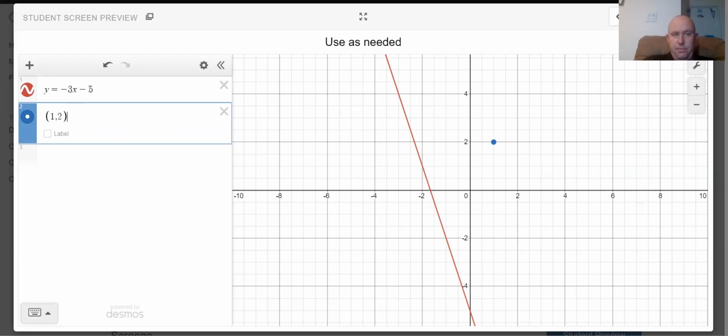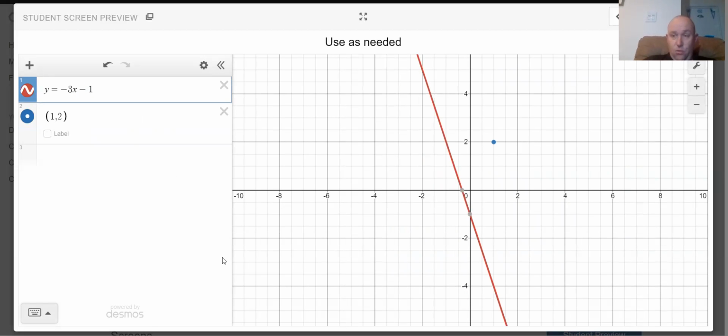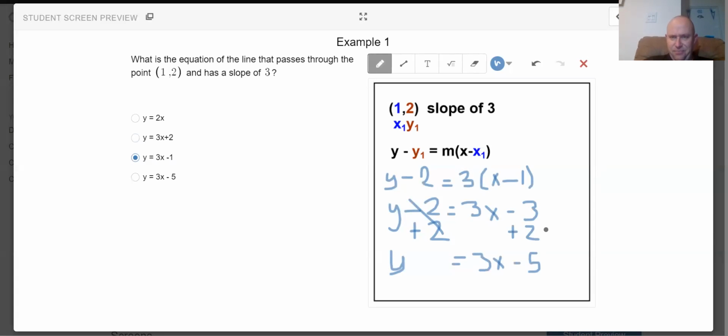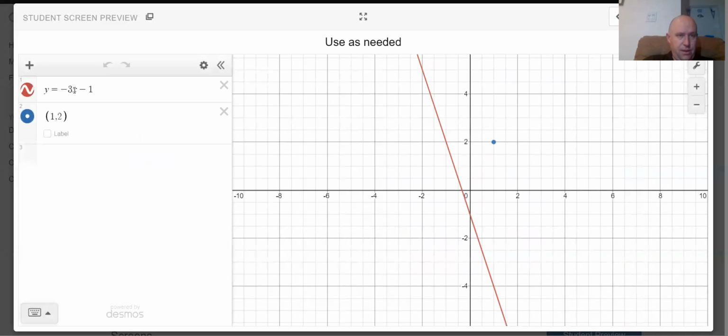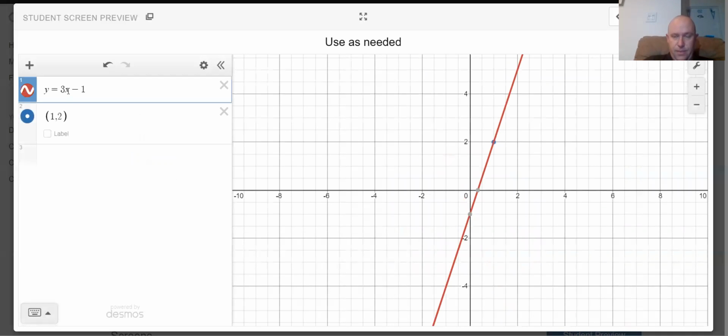So if we go ahead and change it back to what the correct answer should have been, which I believe was -1. Oops, I guess it wasn't -1. Let me go back quickly and let me go fix that answer. Oh, I put in the wrong slope. I put in a slope of -3. It was a slope of 3. There we go. So let me quickly change that back.